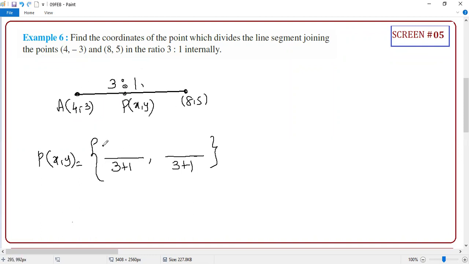3 into 8 is what? 24. 1 into 4 is what? 4. Now coming to the y coordinate, 3 into 5 is what? 15, because the y point is 5. Now 1 into minus 3 is minus 3.